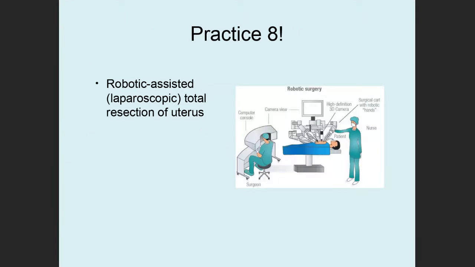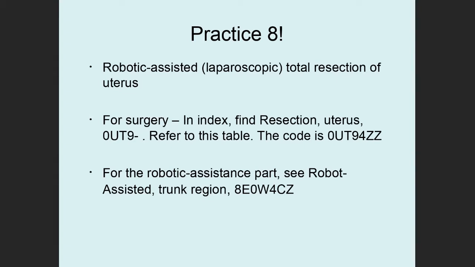So here's another final practice. Robotic assisted laparoscopic total resection of the uterus, just the uterus in this case. So for the surgery, you're going to go into the index and find resection uterus, which gives you 0UT9, and refer to the table, and this gives you the surgical code 0UT94ZZ. But you also do a code for the robotic assisted part. So see robot-assisted trunk region, 8E0W4CZ. So you're going to report both codes.